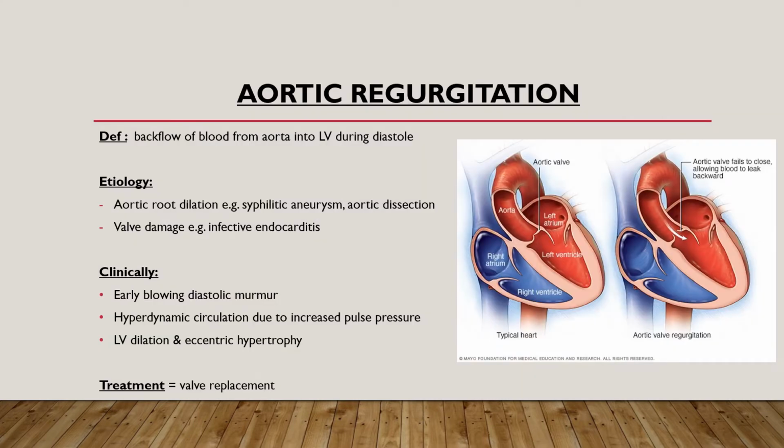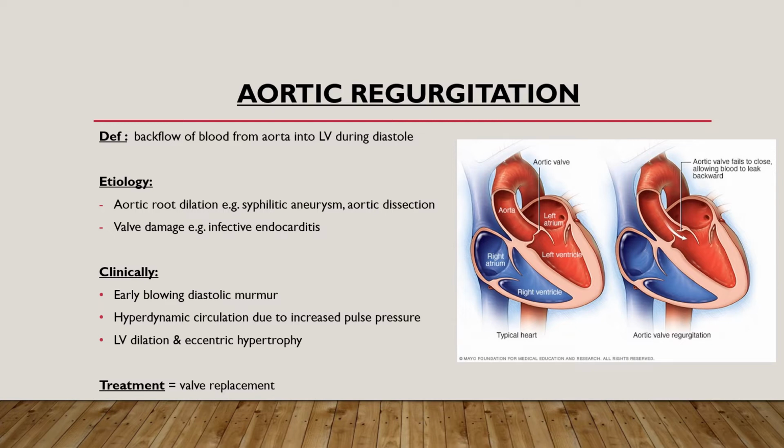Next, we have aortic regurgitation, in which there's backflow of blood from the aorta back into the left ventricle, typically during diastole. Major causes are aortic dissection or a syphilitic aneurysm, in which there's dilatation of the aortic root, and that causes the backflow of the blood. It can also be due to valve damage, such as in infective endocarditis, when you've got vegetations depositing on the valve, and that itself can cause damage to the valve and lead to backflow of blood.